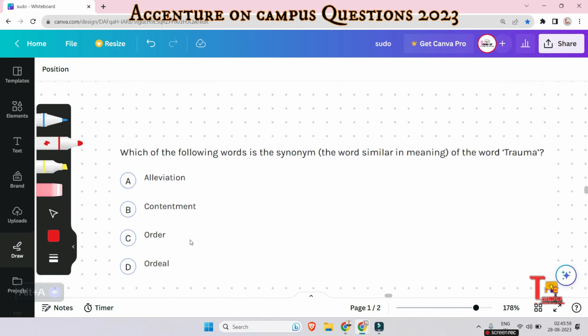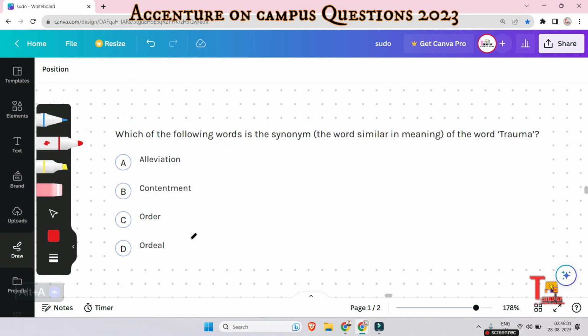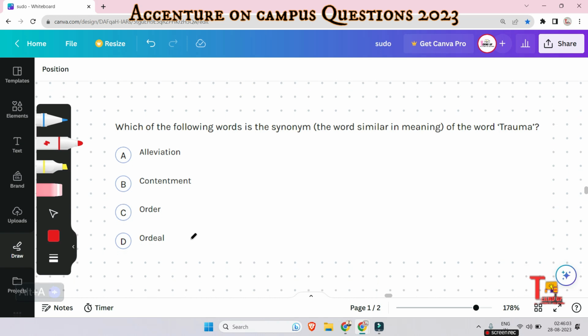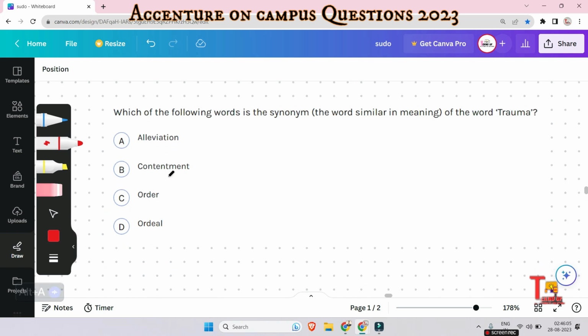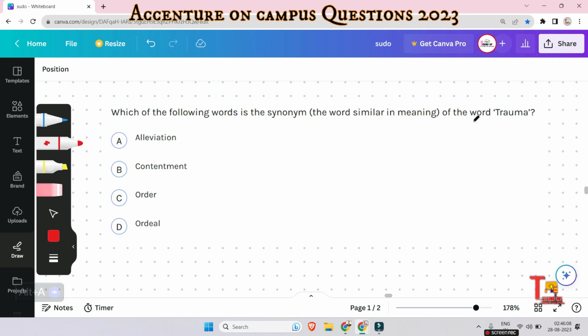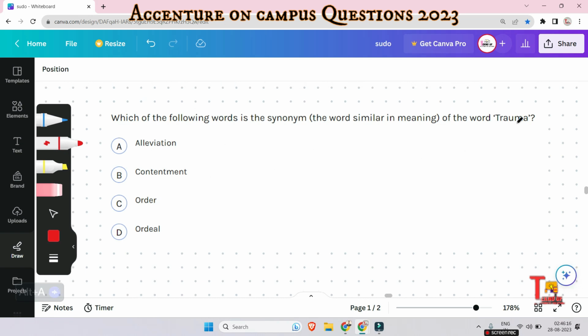Okay, the next question is, which of the following words is the synonym of the word trauma? Alleviation, contentment, order, ordeal. What will be the answer? Okay, I'm answering. Actually, the answer will be ordeal.